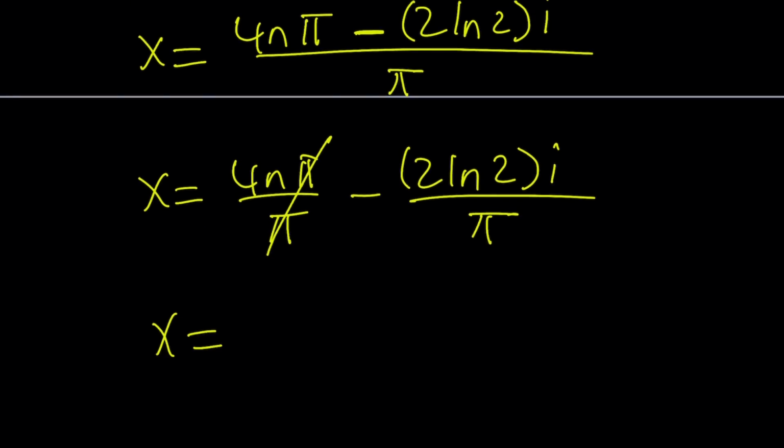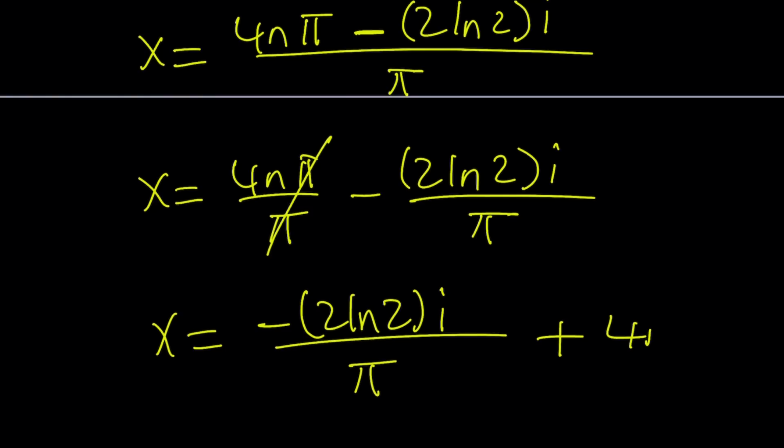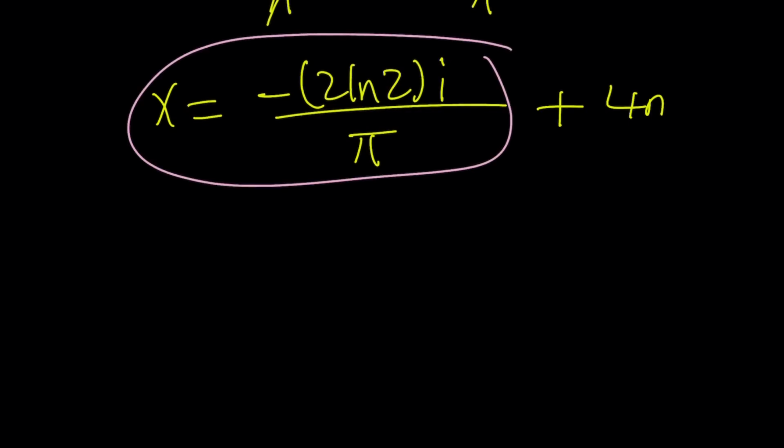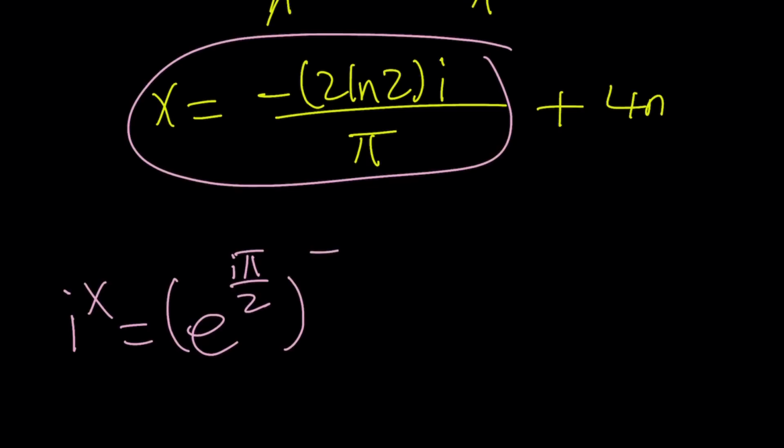Now this is significant. Let me go ahead and write it like this. Negative 2 ln 2 i over π. And then I just want to add plus 4n. I'll tell you what is going on with the 4n, but let's go ahead and focus on this first. I want to go ahead and take this part and plug into i. So i to the power x is going to be i to the power this, but let's replace i with e to the power π over 2, and then raise it to the power negative 2 ln 2 times i over π. π is going to cancel out.